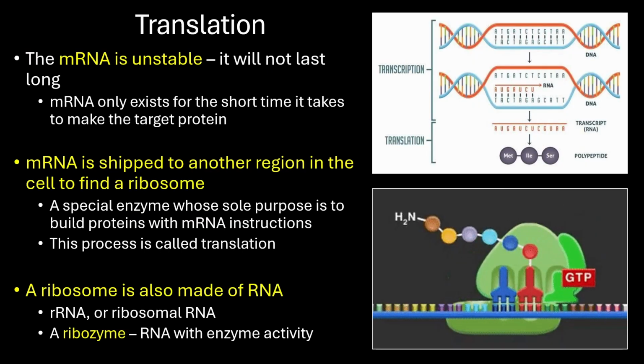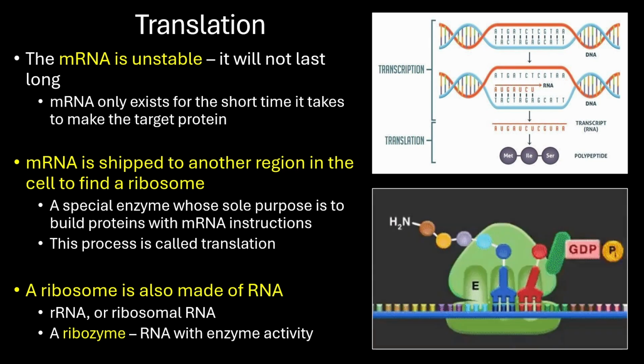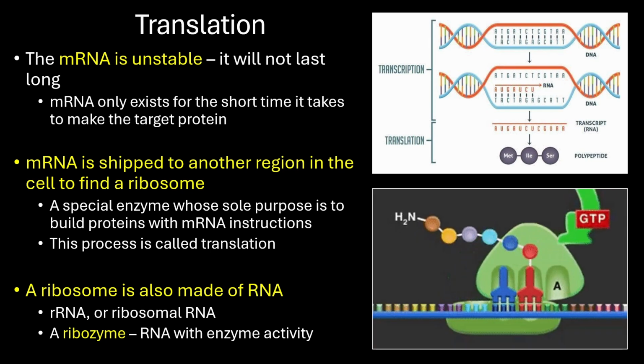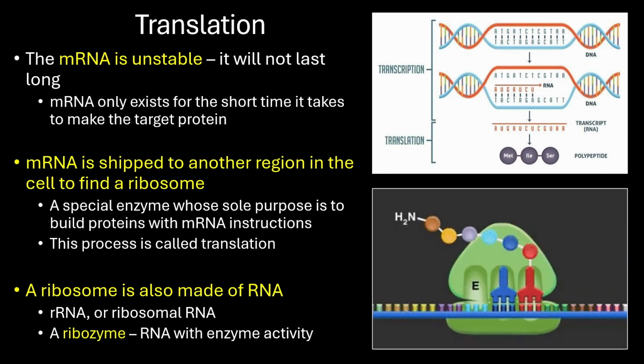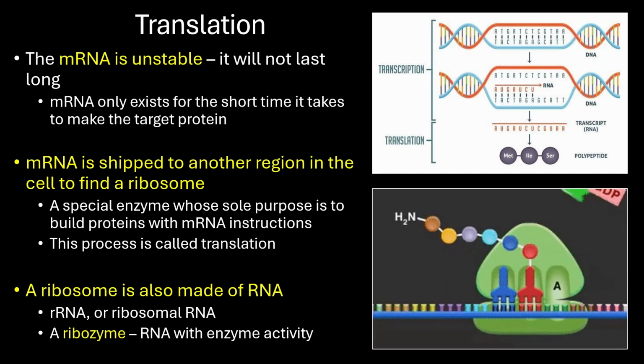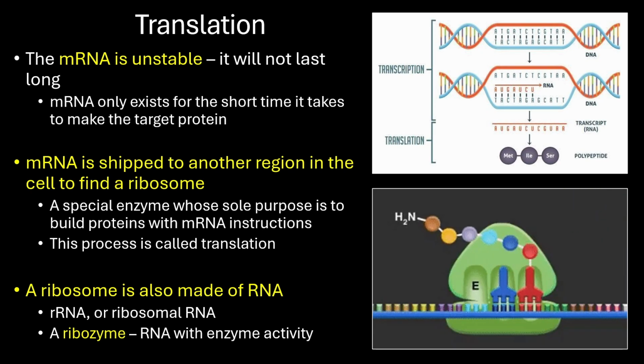That final part of the process, where we take our transcribed instructions in mRNA and translate them into amino acid sequences to make the protein, is called translation. Now, mRNA is an unstable molecule. It's not going to last all that long. It's going to slowly degrade, especially from the ends. Little bits are going to get broken off very easily because it's not as stable as DNA is. mRNA only exists for the time necessary to make a few copies of that special protein that it codes for.